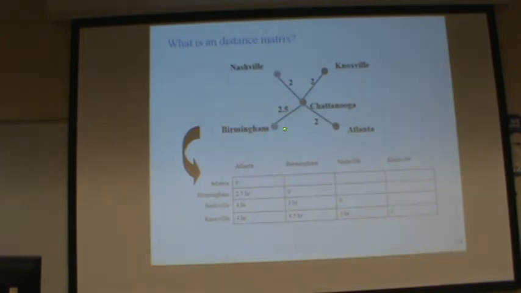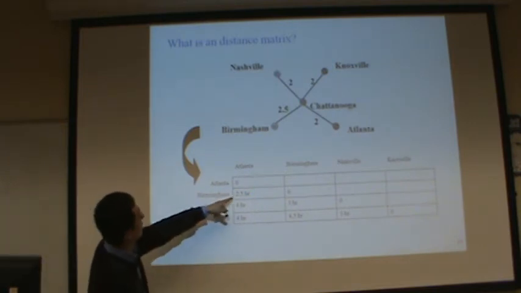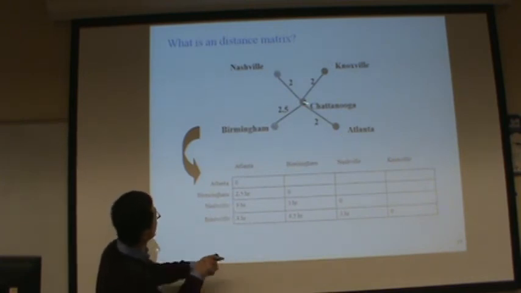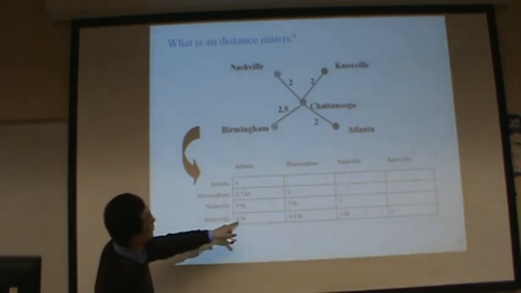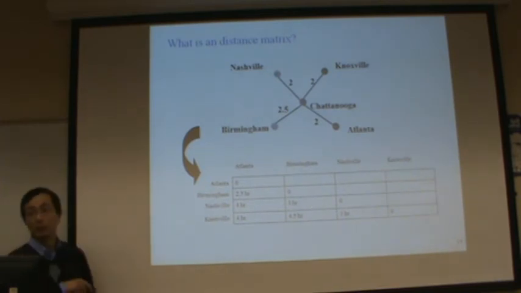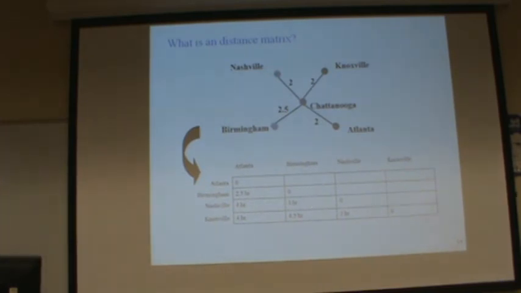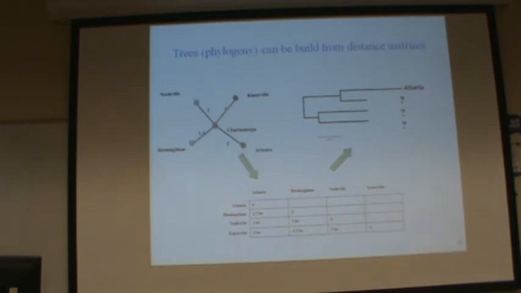The distance matrix is literally a distance matrix. For example, here's the distance matrix between several cities around here. A 2 hour drive to Chattanooga, 2.5 hours to Birmingham, 2 hours to Knoxville, approximately 2 hours to Nashville. And then you can also give a distance here. So Atlanta to Birmingham 2.5, actually there's a shortcut here. Nashville 4 hours, Knoxville 4 hours. And if you want to use a tree to describe these four cities, how are you going to describe them?